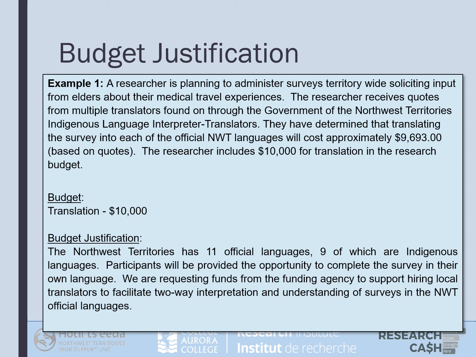A budget justification could look like this. The Northwest Territories has 11 official languages, 9 of which are Indigenous languages. Participants will be provided the opportunity to complete the survey in their own language. We are requesting funds from the funding agency to support the hiring of local translators to facilitate two-way interpretation and understanding of surveys in the NWT official languages.